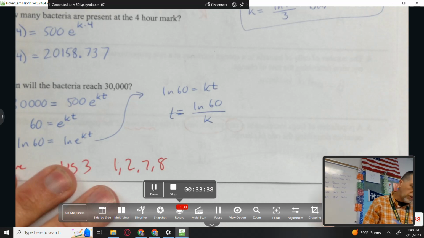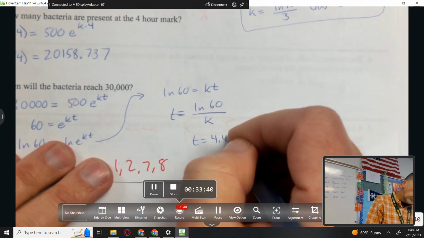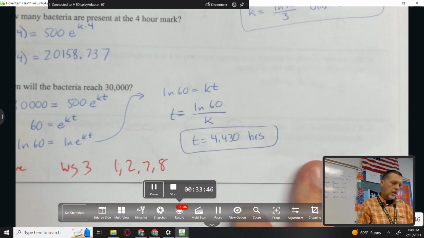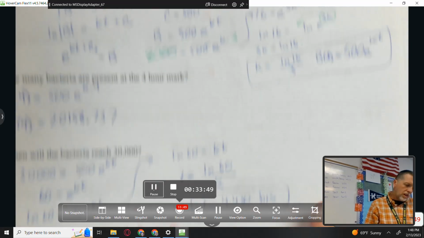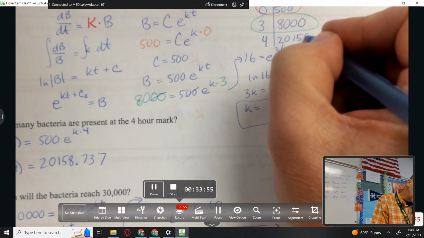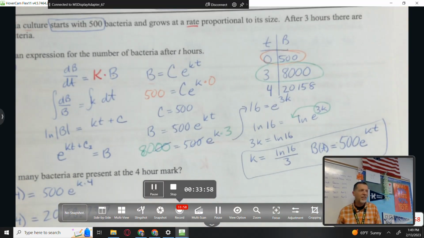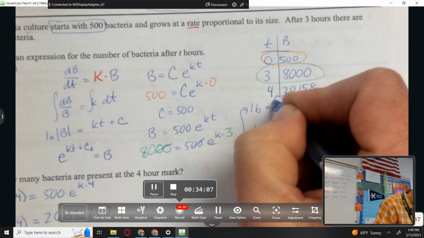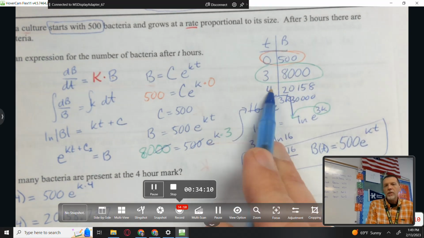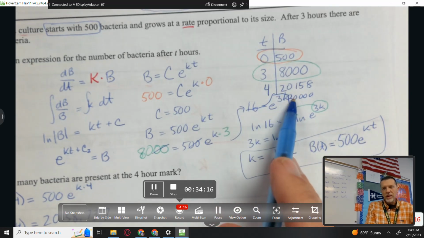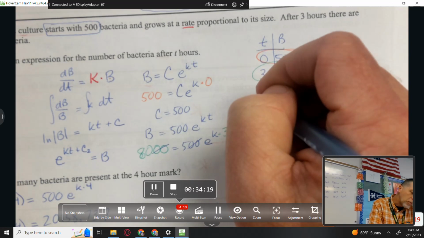4.430 hours. I didn't do this on the table. I should have. I'm going to put it in now, because if you put all of your data in one spot, it's easy to check your answers to see if things are making sense. So the last point was, when is it 30,000? Well, it's got to be more than 4, but not a whole lot more than 4, because this thing is growing exponentially. And I got 4.43, so that kind of makes sense.